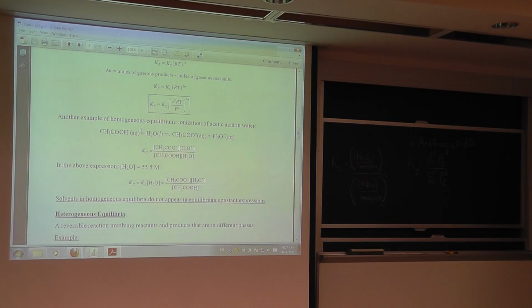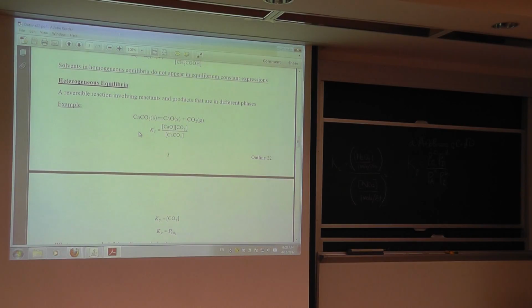Supposing we had a gas and a liquid, or a solid and a liquid. Okay, but then aqueous can count. Aqueous is considered liquid. So to get aqueous and gas, that would be heterogeneous. Okay.